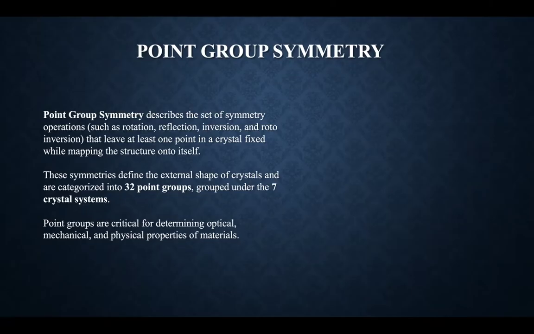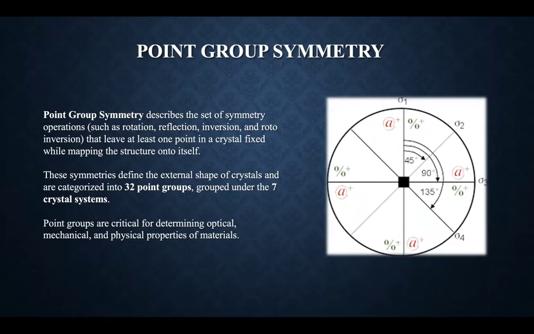These symmetries define the external shape of a crystal and are categorized into 32 point group symmetries, which are grouped under the 7 crystal systems. Previously, we studied the 7 crystal systems, so these 7 crystal systems are classified into 32 point group symmetries. Point groups are very critical for determining the optical, mechanical, and physical properties of a material. For research purposes, studying point group symmetry will be very handy.